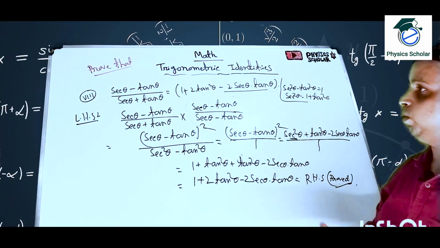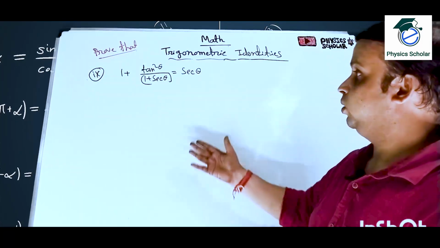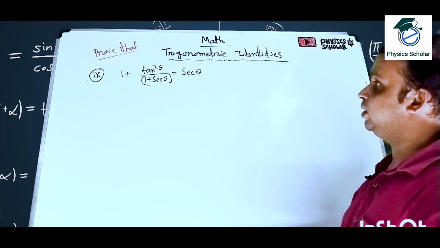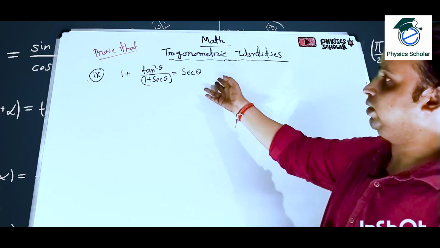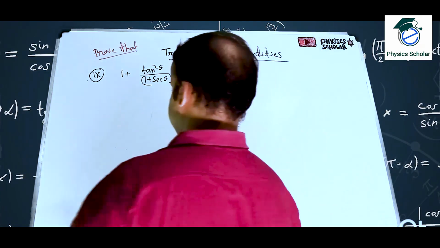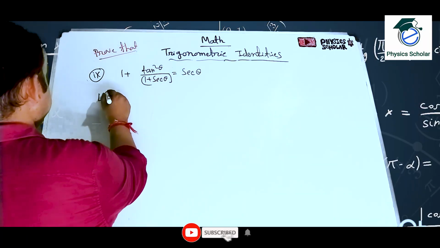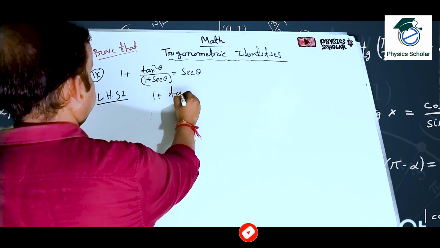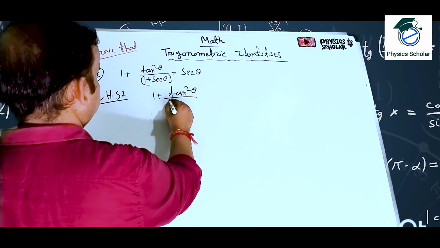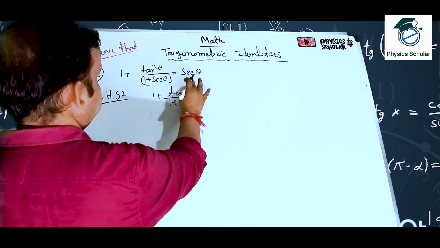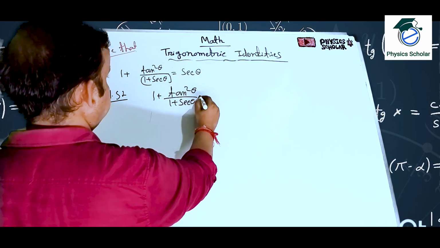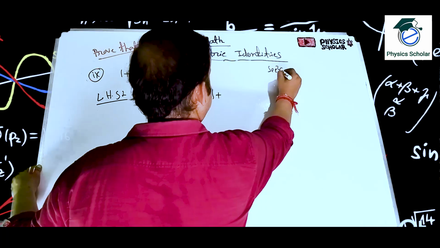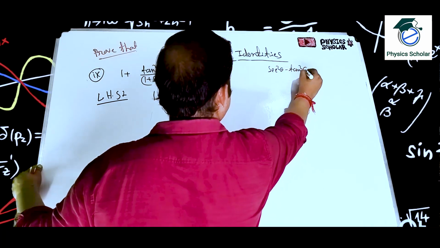Now let us move to the sum number 9. So now moving forward to sum number 9, it is 1 plus tan square theta by 1 plus sec theta is equal to sec theta. Okay. So here let us now start with the left hand side. Left hand side is equal to what? 1 plus tan square theta by 1 plus sec theta. See, here we have to prove sec theta, right? So 1 plus what is tan square theta? Sec square theta minus tan square theta is equal to 1.